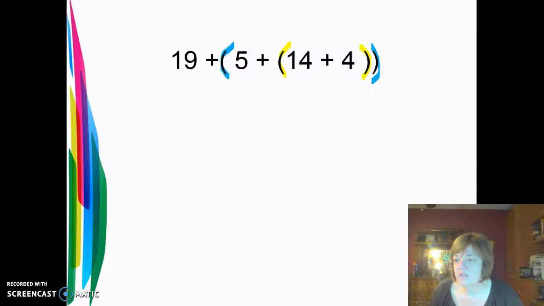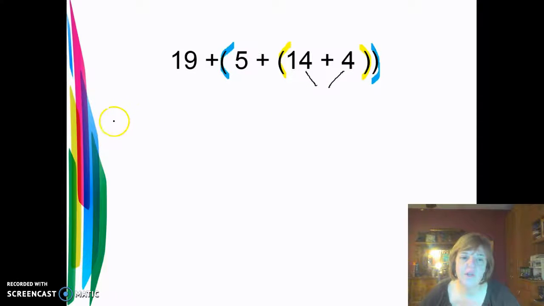So when you're looking to solve an expression like this, you're going to look at the innermost set of parentheses first. In this case, that's our yellow set that I've highlighted. So what we're going to do is solve just what's in that set of parentheses. So we have 14 plus 4. Okay, we go like this. It helps to visualize it.